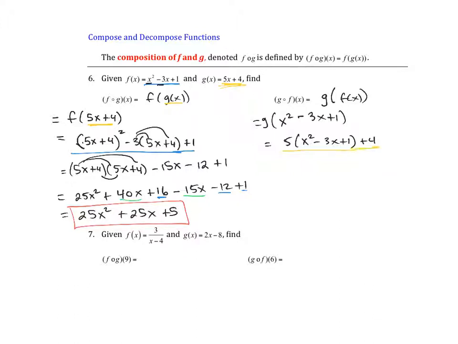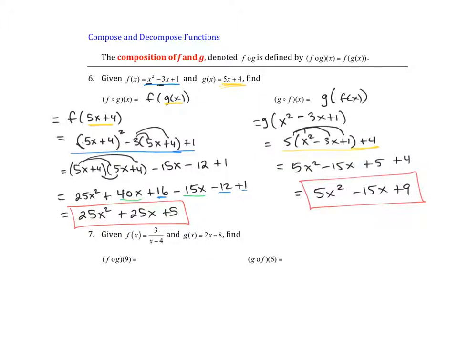Okay, so there's my g of f of x function, and now I need to simplify that. I'm going to distribute that 5, so I would get 5x squared minus 15x plus 5, and then plus 4. And final answer there, 5x squared minus 15x plus 9.